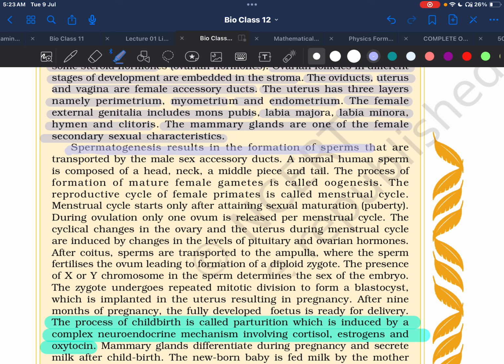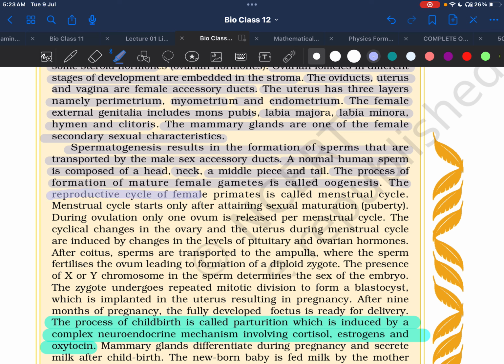Spermatogenesis results in the formation of sperms that are transported by male sex accessory ducts. A normal human sperm is composed of a head, neck, a middle piece, and a tail. The process of formation of mature female gametes is called oogenesis.